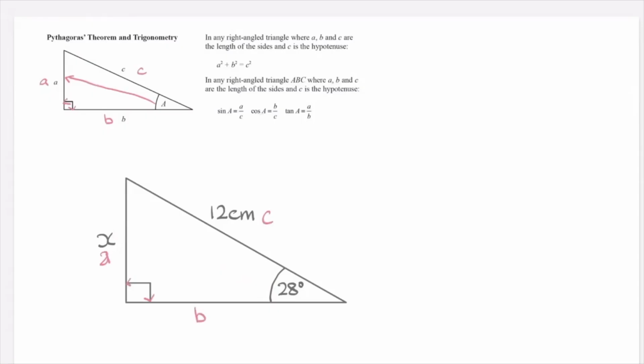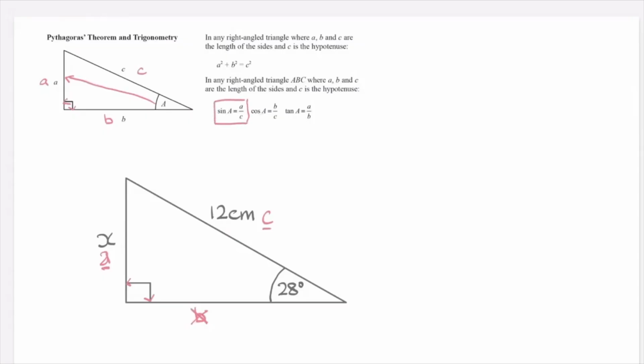Once I've put all three labels on, one of them will get eliminated. I need this edge because it has some information. I need this edge because it's the edge I'm wanting to find. This edge has nothing other than the B I put on it. So I'm going to cross that off because I don't need that. And then I'm going to choose the function that has A and C in it, which is this one here.